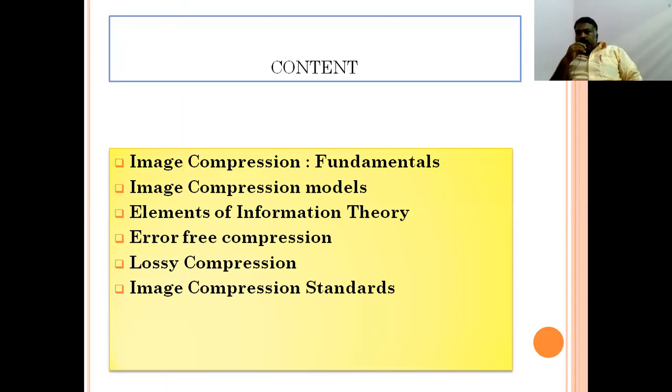So the contents we are going to discuss now are image compression fundamentals, image compression models, the elements of information theory, then error-free compression, lossy and lossless compression, then image compression standards. We have to see one by one.